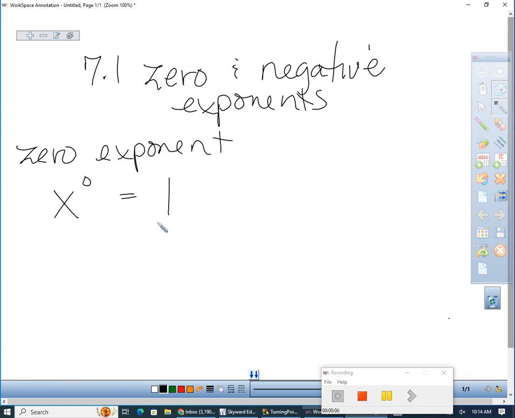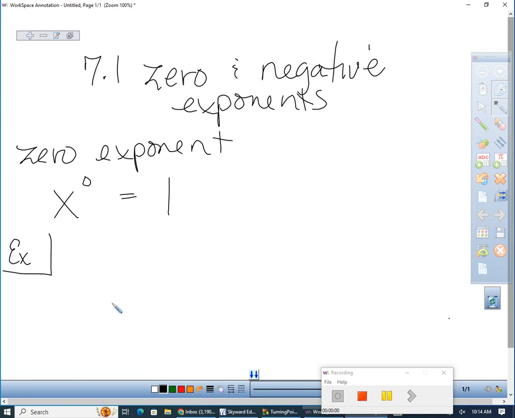So this one's like the simplest one. Now, there are 3 different instances on what happens with this, so I want to talk about that. Remember that your exponent applies to what's directly in front of it. So we have 3 different examples of what could happen. These are just little examples of what could happen with the zero exponent.